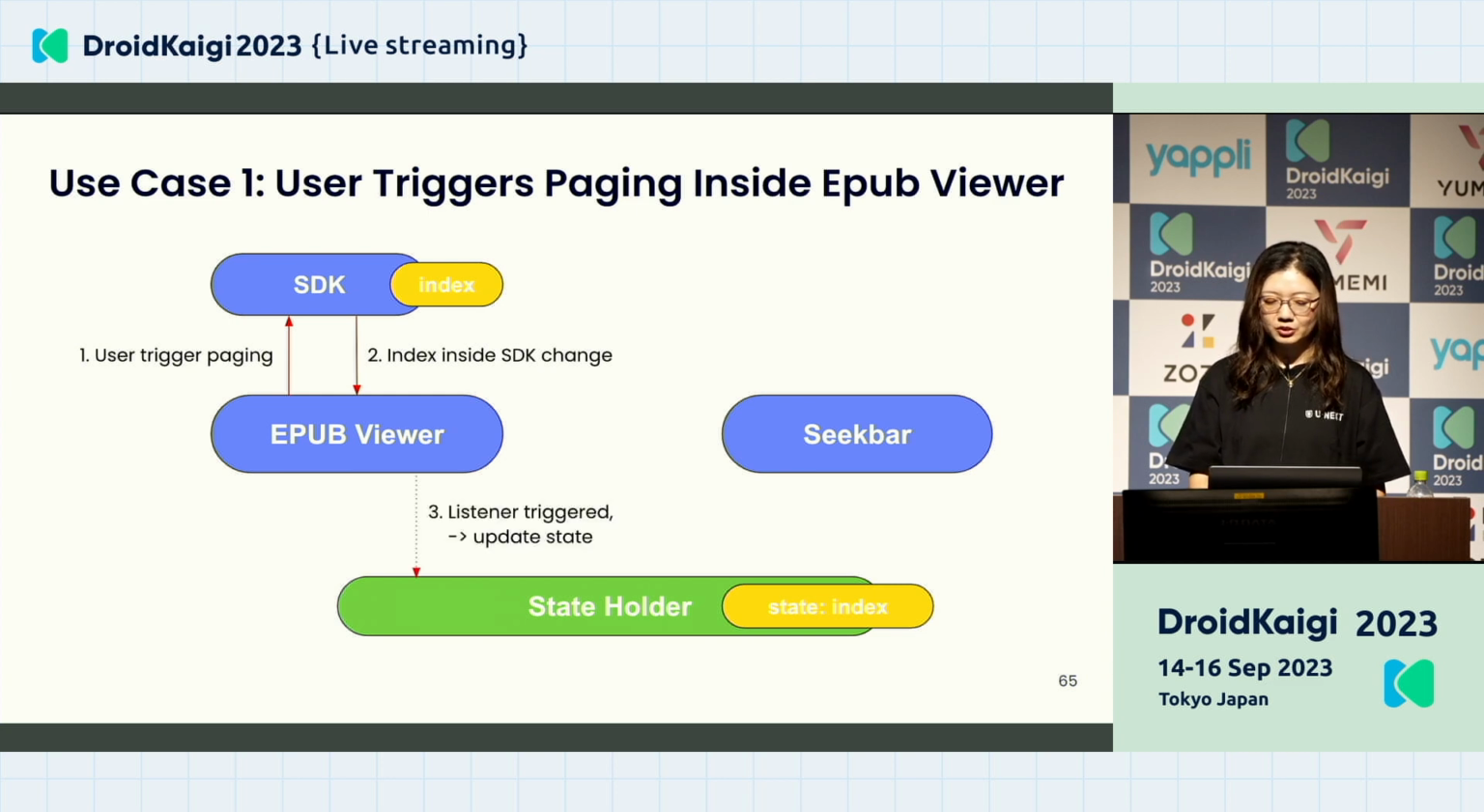Thirdly, the listener inside the factory block is triggered. Update index state inside the state holder. Lastly, the sidebar composable observes the state change and updates index-related UI elements.